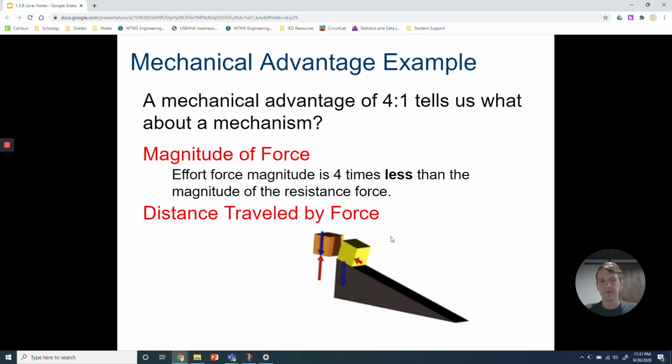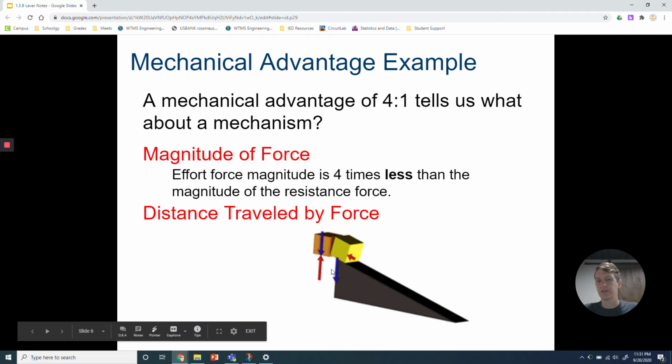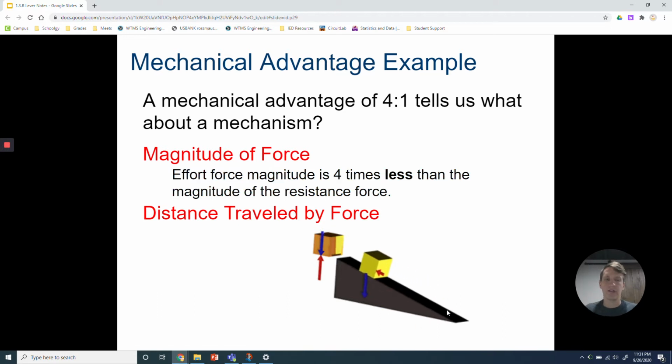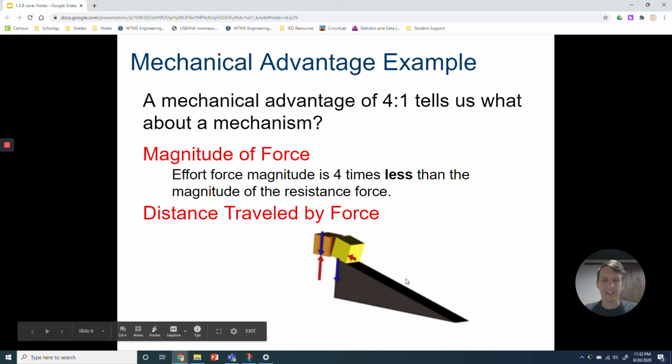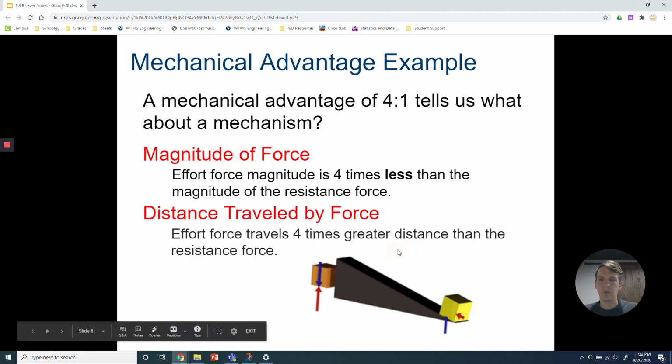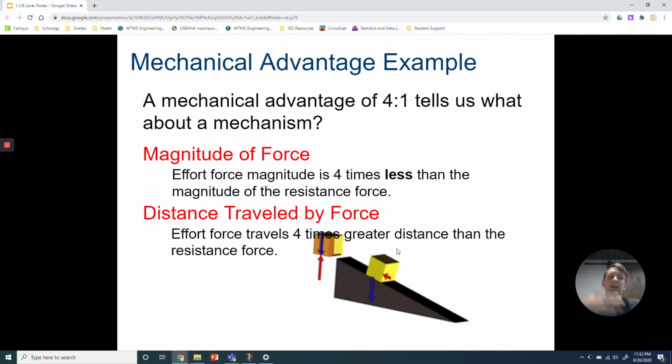The distance traveled by the force, however, is got to be longer. So here, this is a shorter way to do it. It might be faster. So that's the price you pay. There's a trade-off, right? You can't have it both ways. You can't make a machine make you stronger and faster. That's one of the great laws of the universe, is that those come at a trade-off to each other. So we've got 4 times greater distance that we have to go to get that 4 times less effort force.